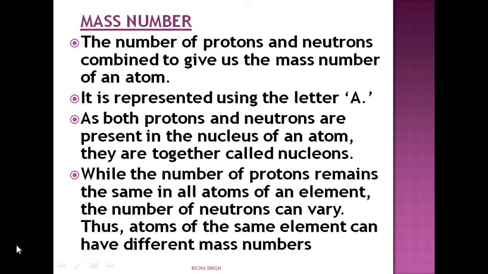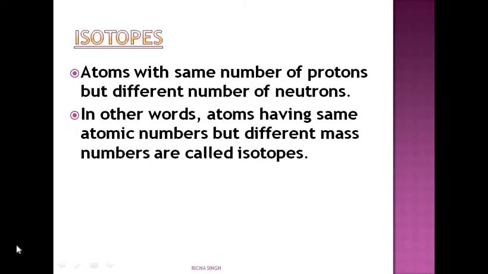This should also be kept in mind. What are nucleons? It is protons plus neutrons. While the number of protons remains the same, but the number of neutrons varies, thus atoms of the same element can have different mass numbers. Let's see how.